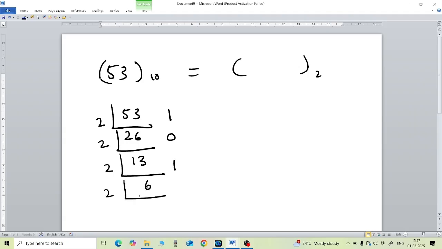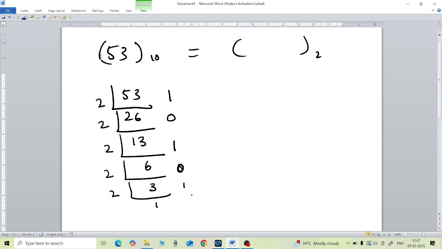Divided by 2, it will go 3 times and the remainder is 0. Divided by 2, it will go once and the remainder is 1. Divided by 2, now the quotient has become 0 and the remainder is 1. Take the remainders bottom to top. So we'll be getting 1 1 0 1 0 1. So the binary equivalent of decimal 53 is 1 1 0 1 0 1.